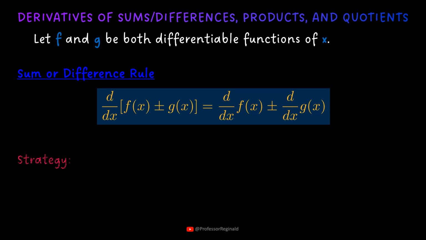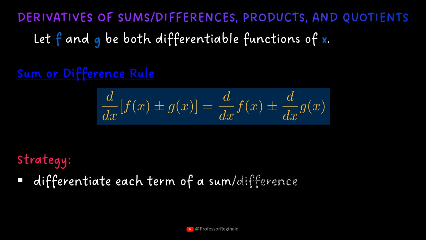A general strategy here is to differentiate each term of a sum or difference. For a product or a quotient, convert to a sum or difference, if possible or if it makes the next step easier, and then proceed with using the sum or difference rule.